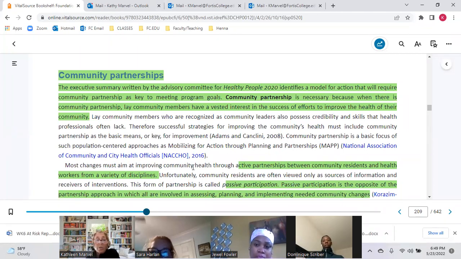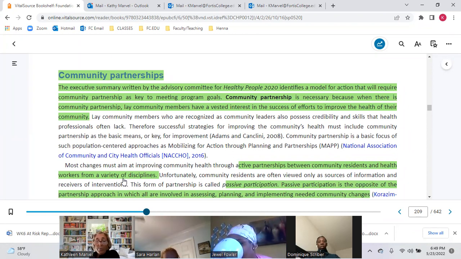Okay, most changes aim at improving community health through active partnerships between community residents and healthcare workers from a variety of disciplines. So for an example, an active partnership would be a local company providing after-school meals for school-age kids. Okay, that's doing something right there, right then, that's affecting the community. So like a Boys and Girls Club. Yeah, yeah. I'm sorry, I didn't understand the question at first. No, that's exactly right.